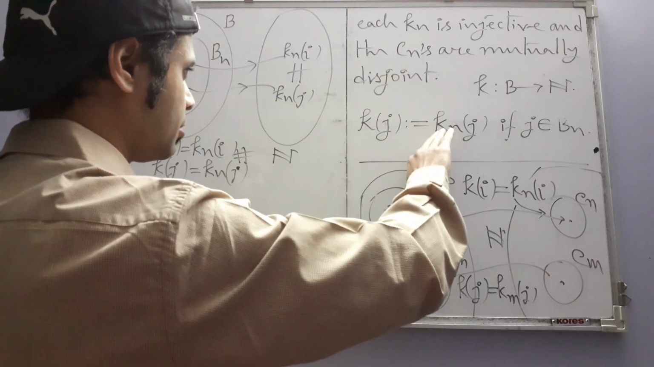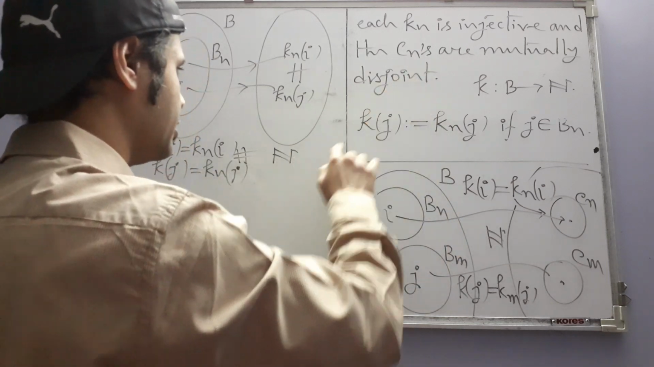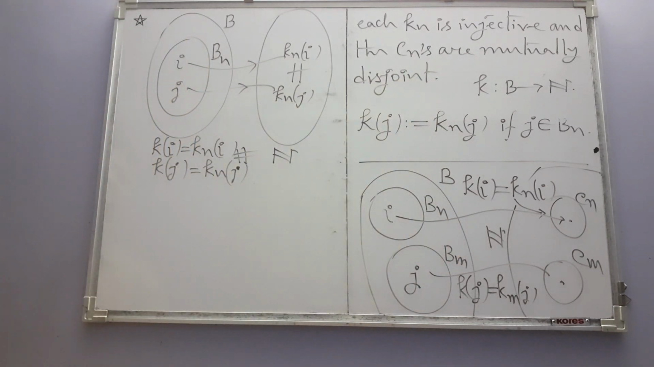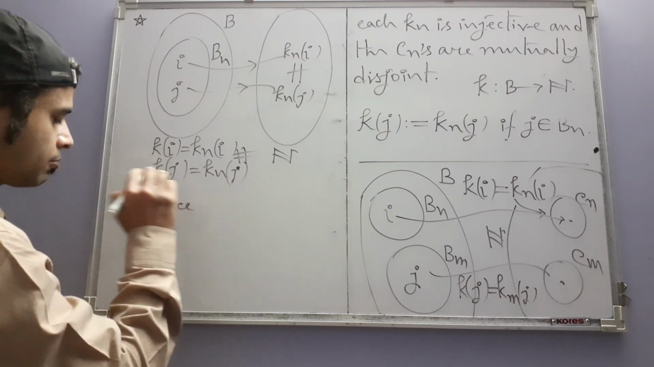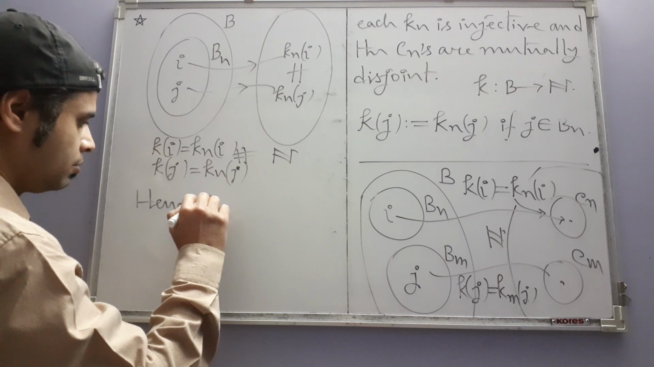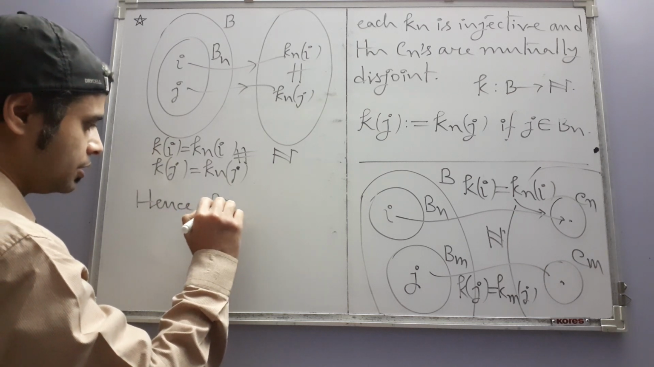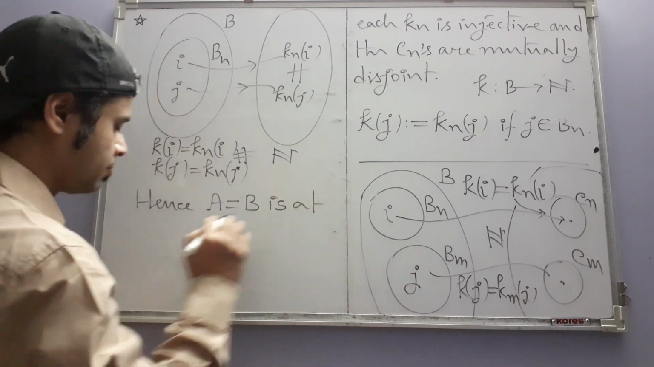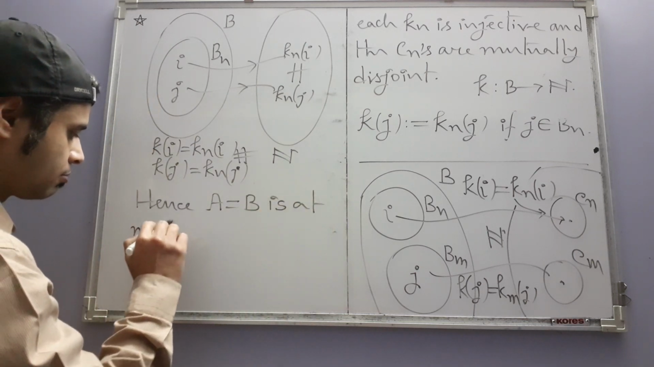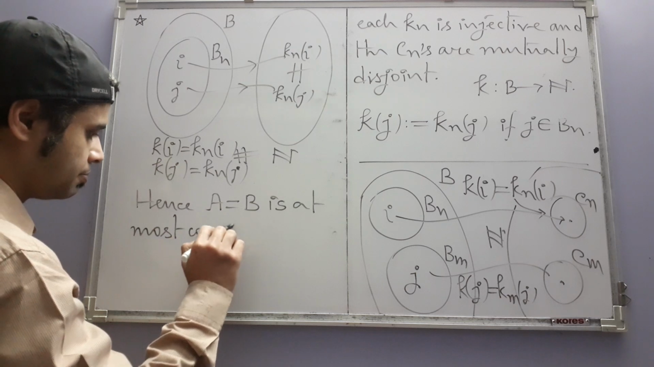The Cn's are mutually disjoint. So ideally we should start from here. So now I continue. Hence A, which is nothing but B, is at most countable.